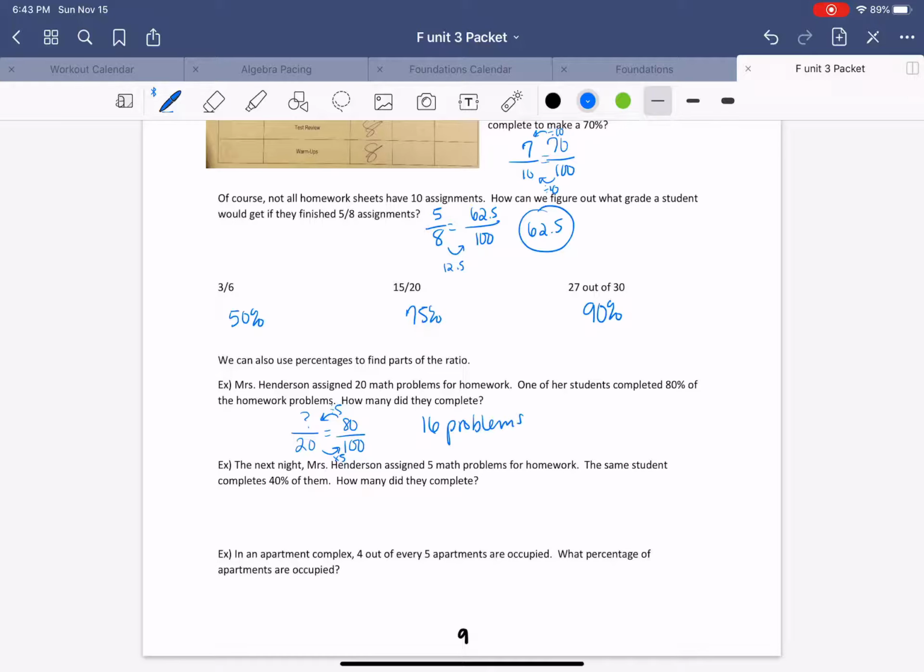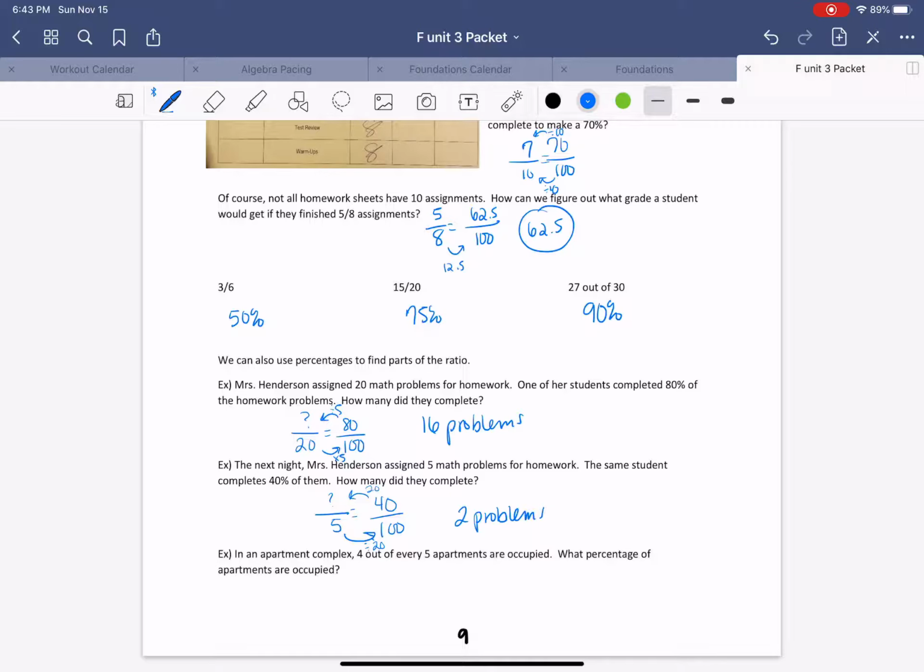Okay, the next night I assigned 5 math problems for homework, and the same student completed 40% of them. How many did they complete? So, out of 5, how many did they complete? And we have 40 out of 100. So 100 divided by 20 is 5. So I divide 40 by 20 and I get 2 problems.